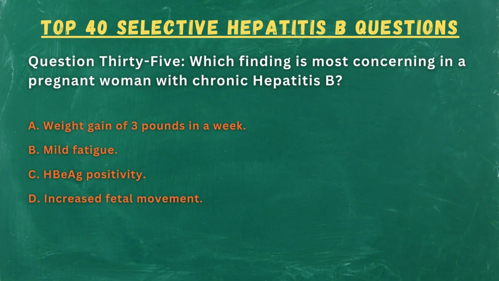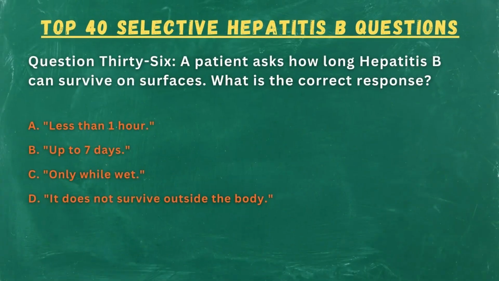Question 35. Which finding is most concerning in a pregnant woman with chronic hepatitis B? A. Weight gain of 3 pounds in a week. B. Mild fatigue. C. HbAg positivity. D. Increased fetal movement. Answer: C. HbAg positivity.